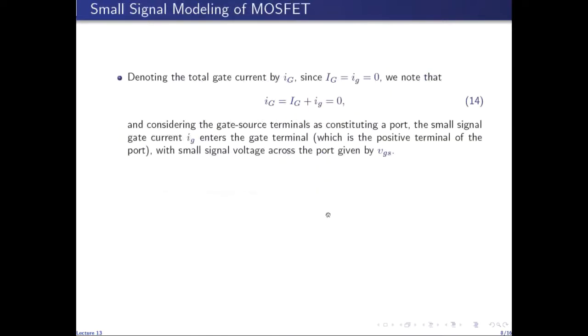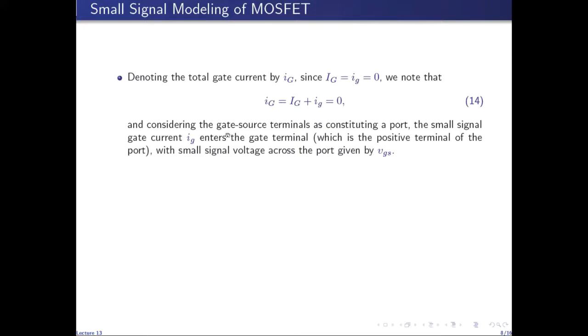So now we know that the gate terminal does not draw any current. So the DC component as well as the small signal AC component due to the small signal VGS are both zero, which means that the total gate current, which is the sum of the gate currents due to the DC gate to source voltage and the AC gate to source voltage, labeled as capital IG and small ig respectively, is zero.